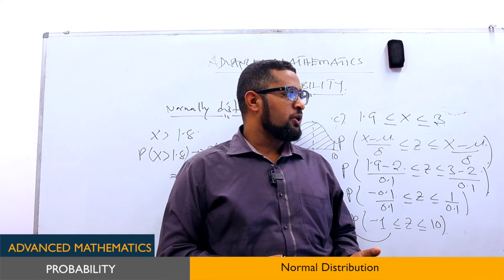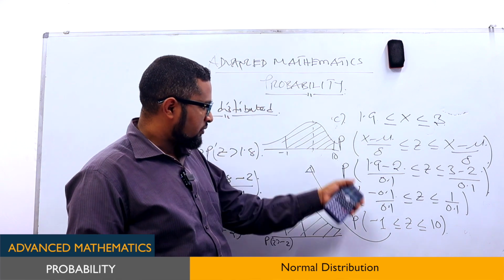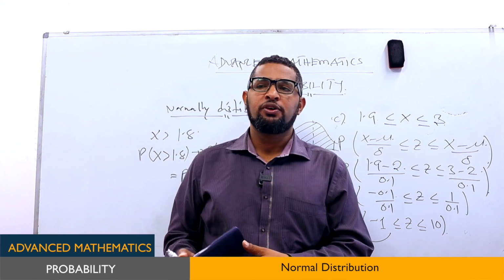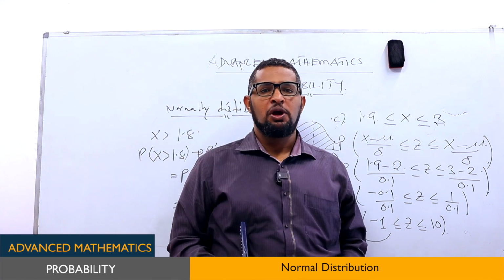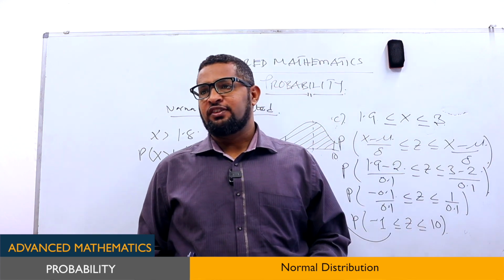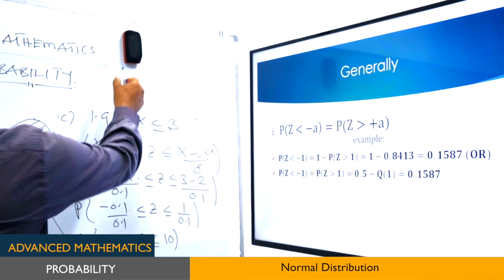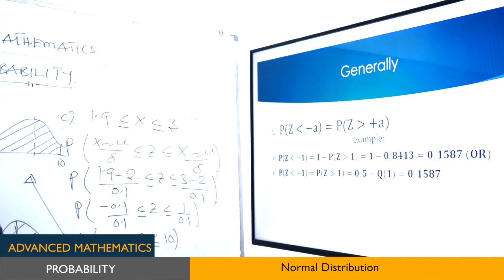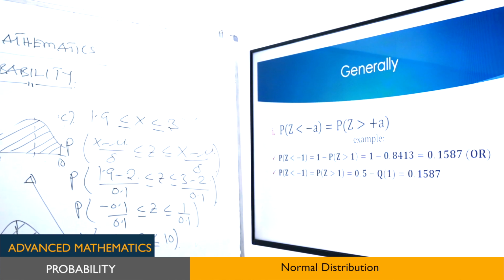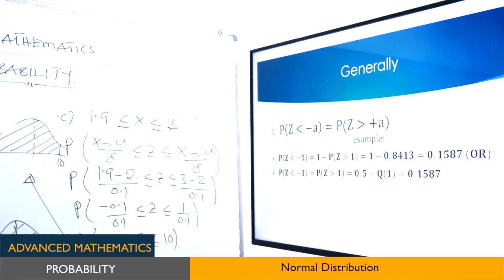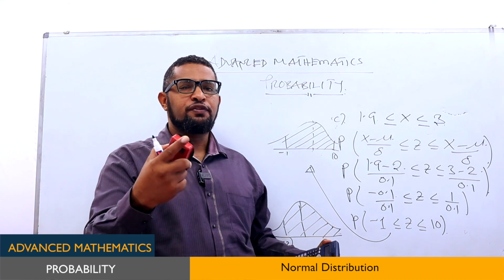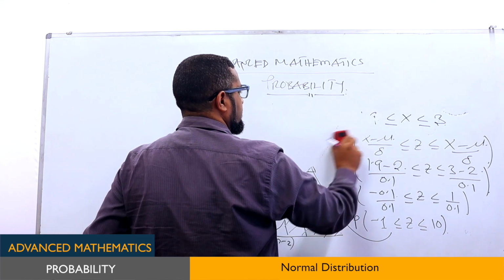Now let's see general cases on how to use the standard normal distribution in solving probability problems. Let's see the general cases. There are about 4, and you need to practice. But if you know how to draw this standard normal curve, it's very easy to know which formula is suitable for a given question.